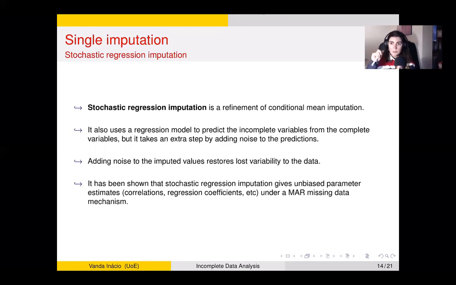So a good thing about stochastic regression imputation is that it generates parameter estimates that are unbiased under a missing at random mechanism, and also missing completely at random. The only drawback is that it's a single imputation mechanism, so we know that we are underestimating the standard errors of our estimates.